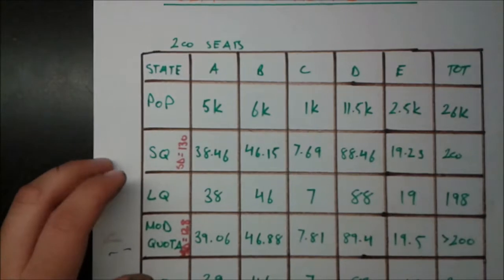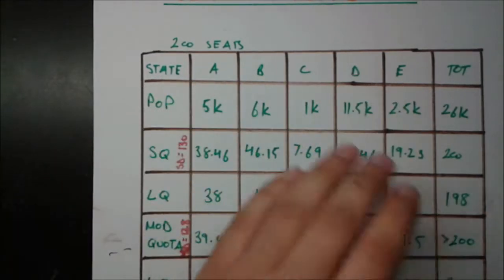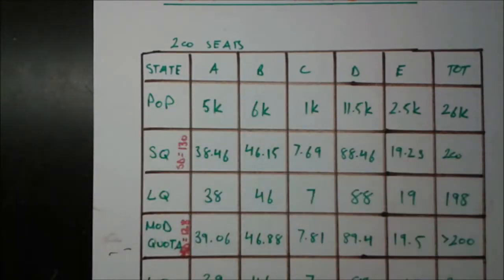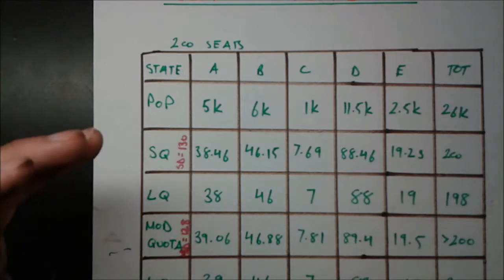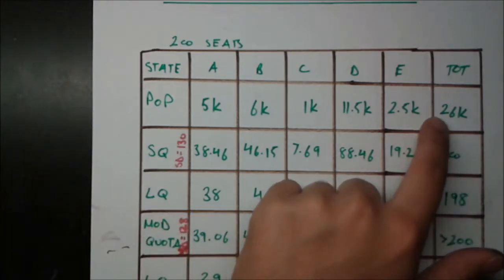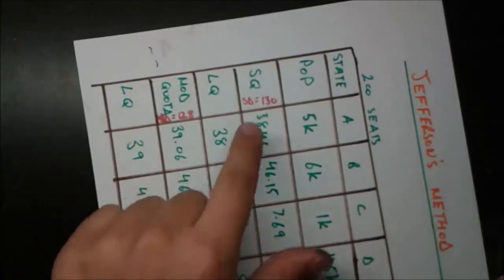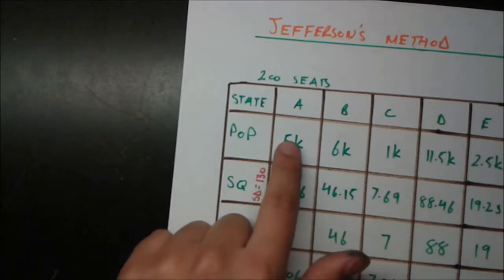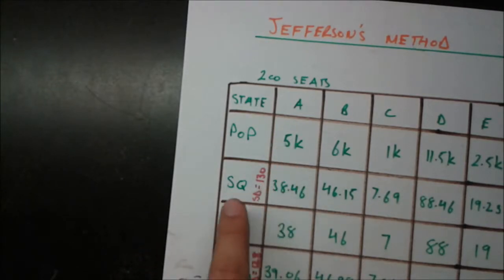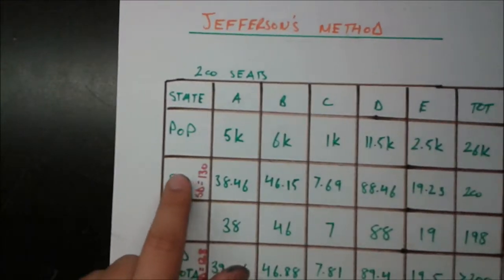Here I have a table of information, and we have states A through E, and their populations are listed below in the thousands. So if we were using Hamilton's method right now, what we would do is take their total population, 26,000, divide by the number of seats, which is 200, and we would get 130 as the standard divisor. Then we would take each state's population and divide by the standard divisor to get each state's standard quotient, or SQ. And we would get those here.